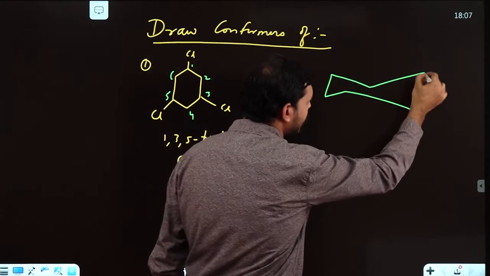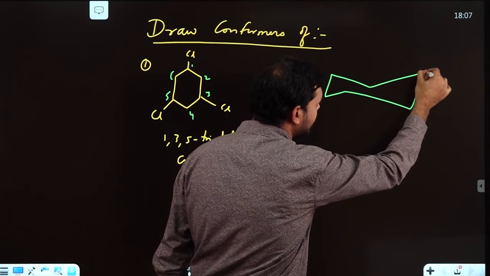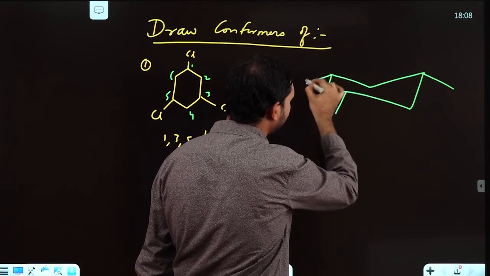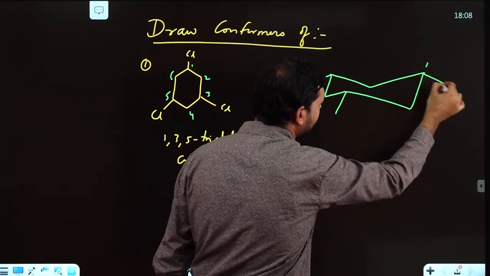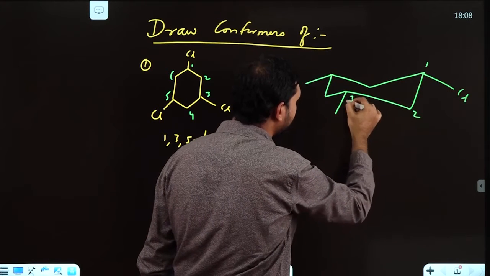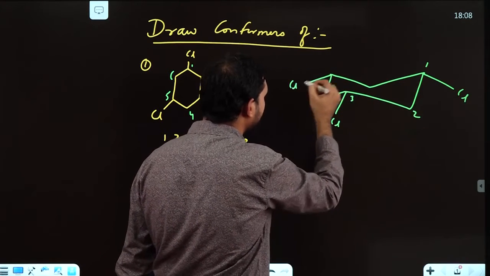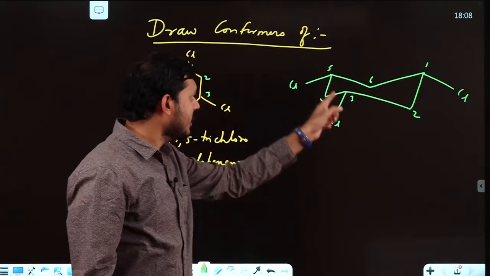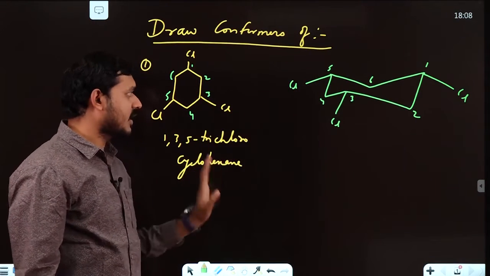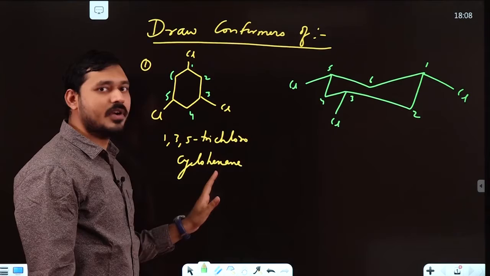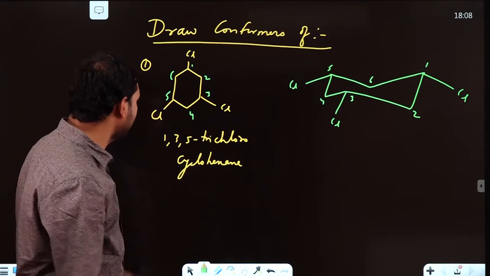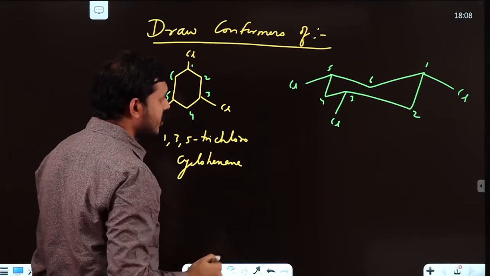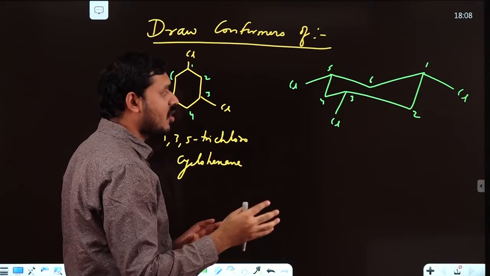Okay, so if I start from this position as one position, so down, down, down. You can check it as 1, 2, 3, 4, 5, and 6. So this is 1, 3, 5 trichlorocyclohexane chair form. Now if we talk about the stability, we can see here that we have not been asked whether it is cis form or trans form. So I have to draw all the possibilities.